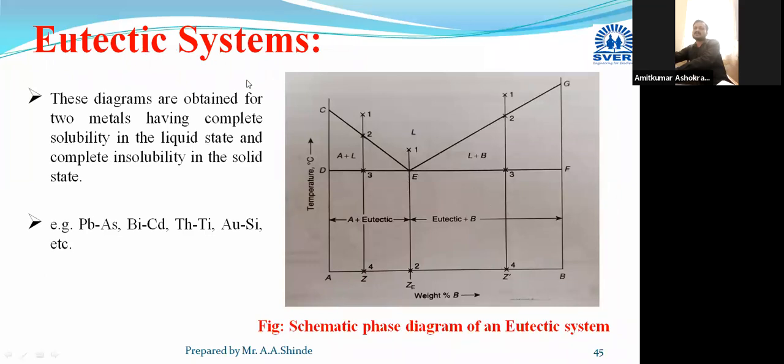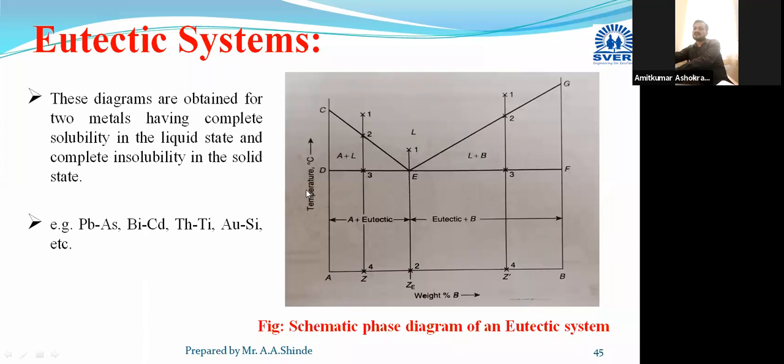Then eutectic system, when 2 metals are completely soluble in liquid state and insoluble in solid state, then eutectic system type phase diagram will be obtained. For example, lead and arsenic, bismuth and cadmium, thorium and titanium, then gold and silicon, AuSi. These are examples.